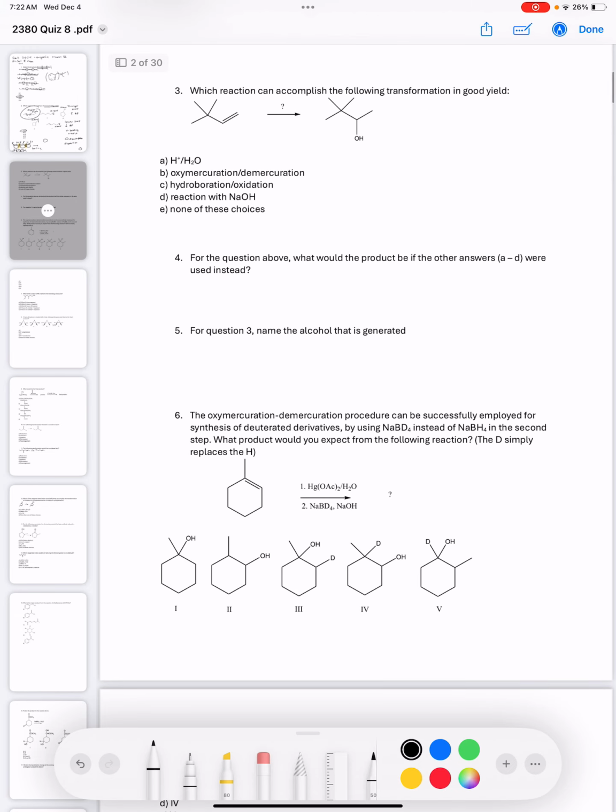Okay, the next question, which reaction can accomplish the following in good yield? So when I look at questions like this, it's like, oh, what reagents do we need? I try to see what is changed. And so we've gotten rid of this double bond right here. That double bond has gone away. This double bond right here.